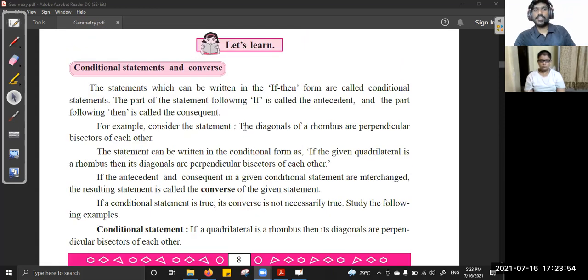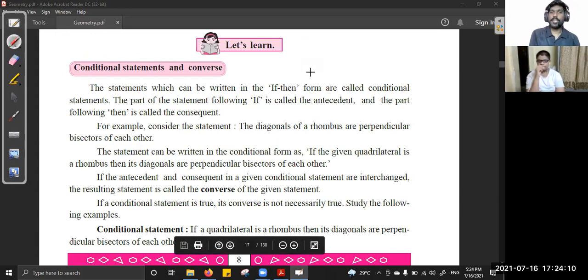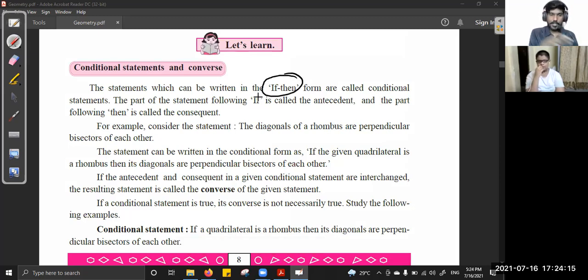Okay. Let's understand statements now. What are statements in geometry? Under statements, the first thing you have is a conditional statement. Now, what is a conditional statement? A statement which can be written in the form of if-then, meaning if something, then something. So we are putting a condition: if this happens, then that will happen. So it is called an if-then statement. Such forms are called conditional statements.